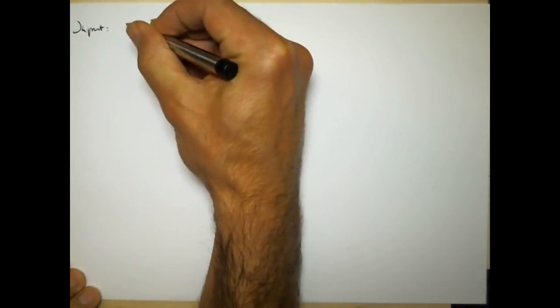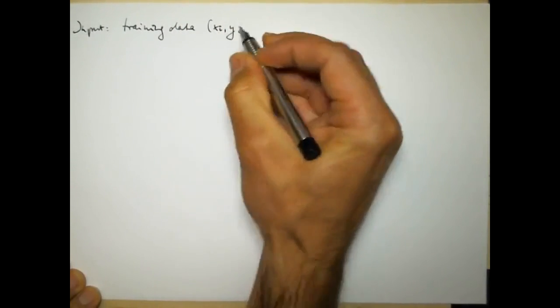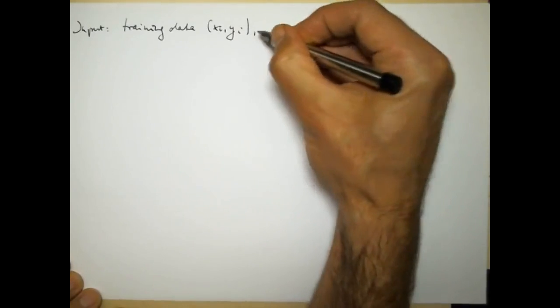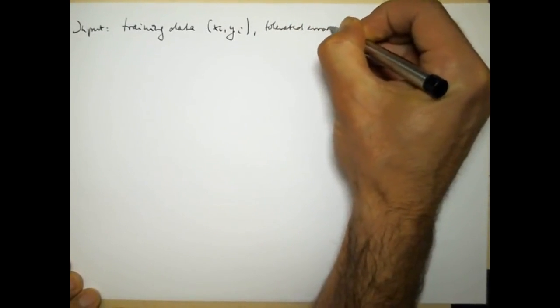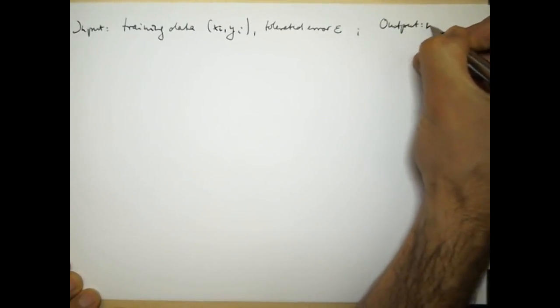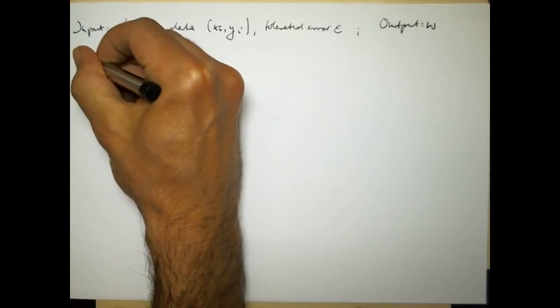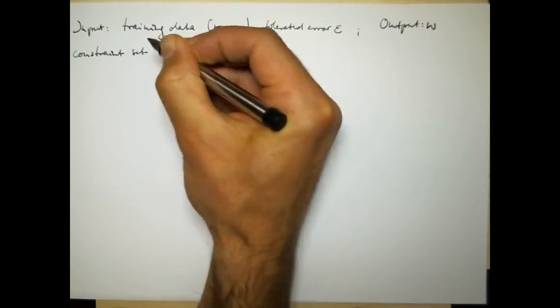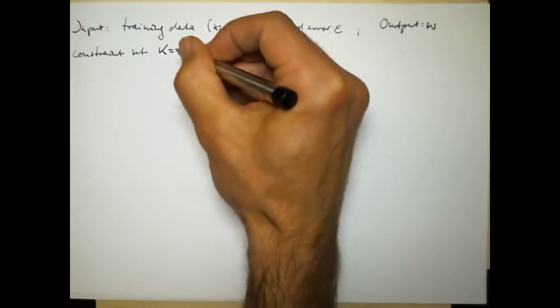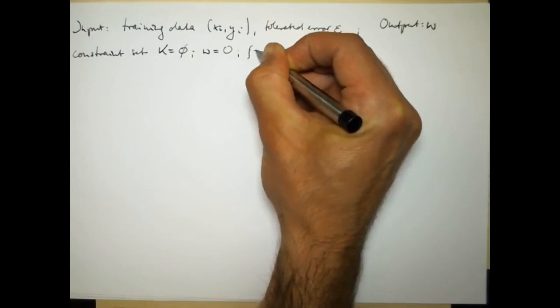So here's the algorithm. As input, we have training data xi, so our structured input and the true structured output that goes with it, and a tolerated error epsilon, and our output is going to be the new parameter vector w. Now we start by defining the constraint set K to be the empty set, and also set our normal vector and the slack variables to 0.